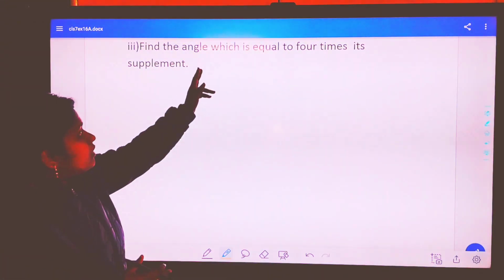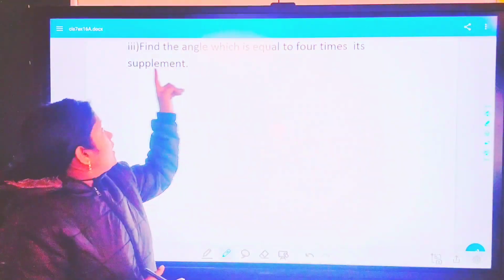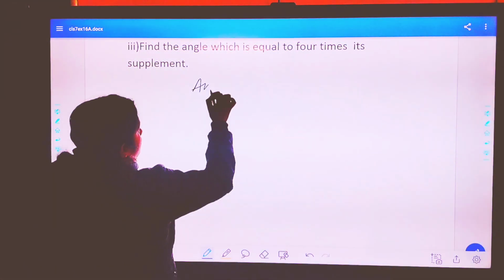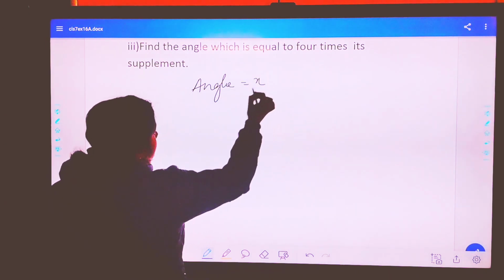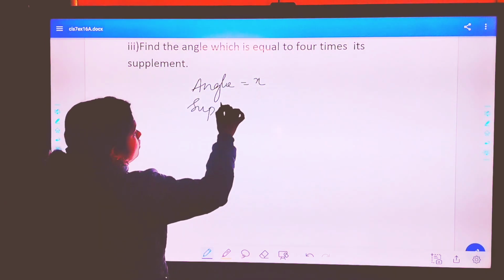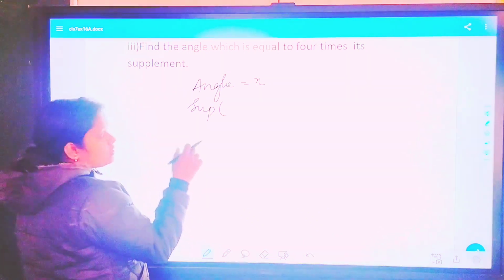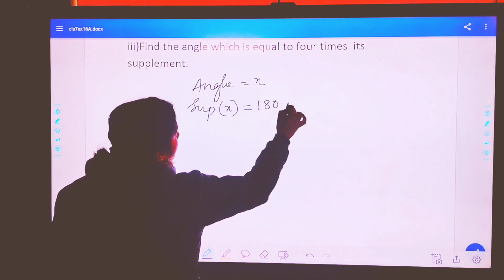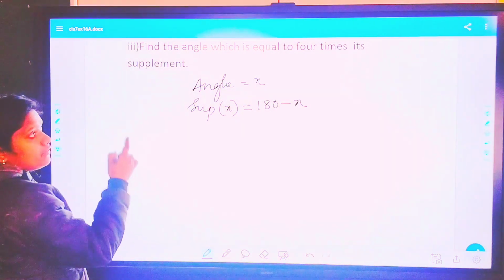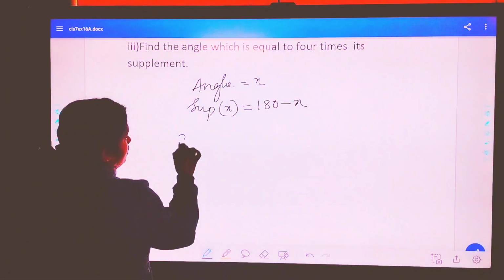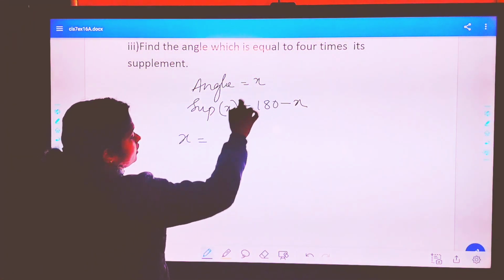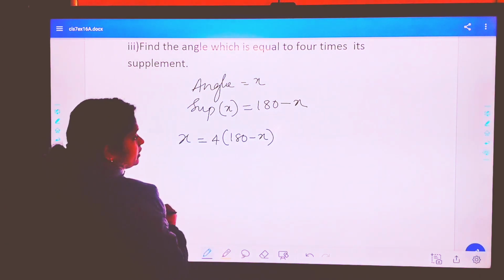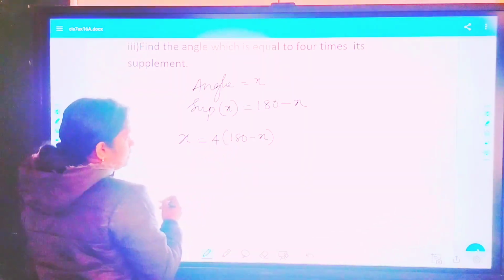Third question, find the angle which is equal to 4 times its supplement. We don't know the angle, take angle is equal to x. Supplementary angle means the sum of two angles. If they are supplements of each other, then the sum is 180. So supplement of x equal to 180 minus x. The condition given is x equal to 4 times its supplement, so 4 into 180 minus x.